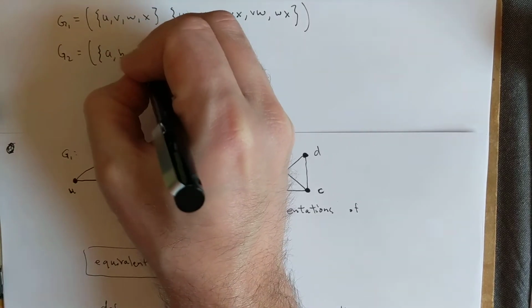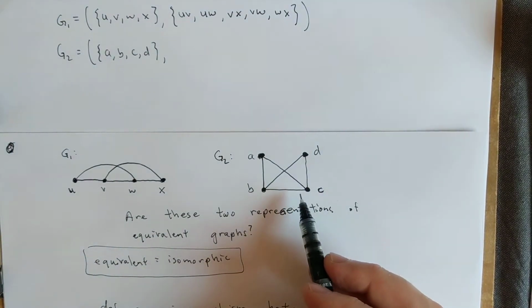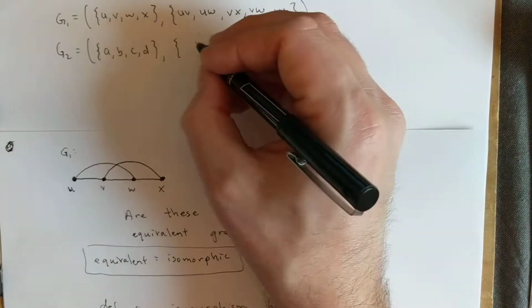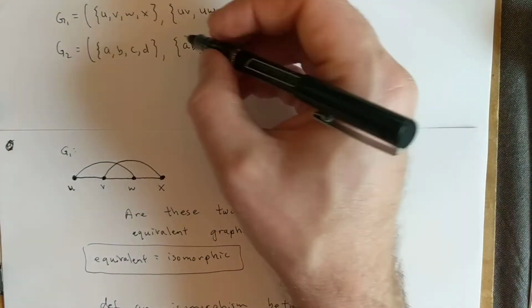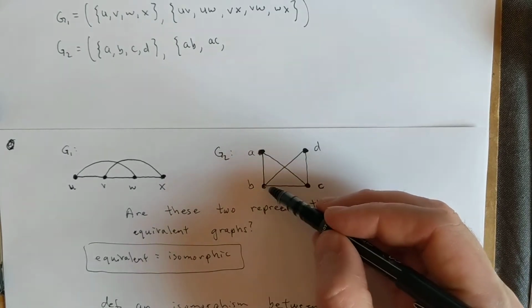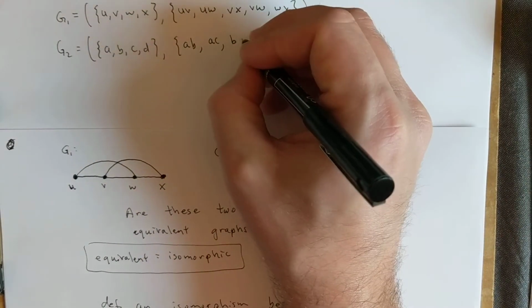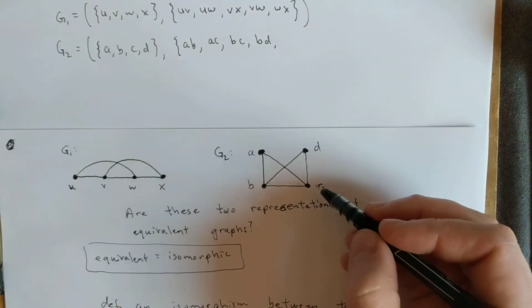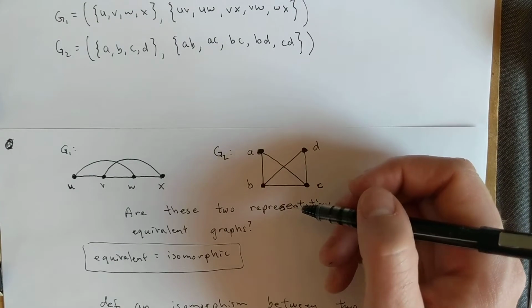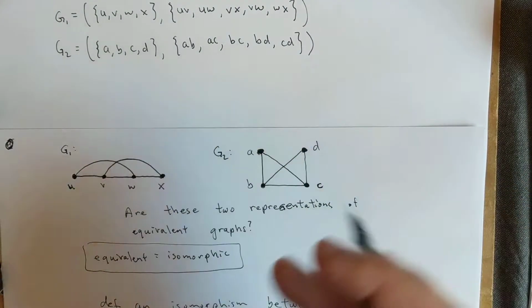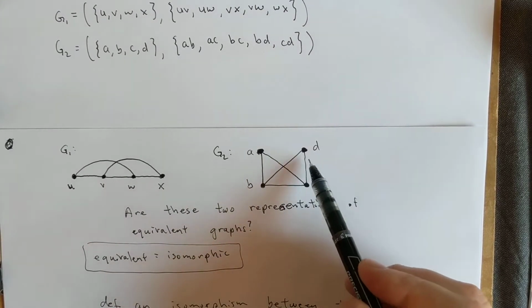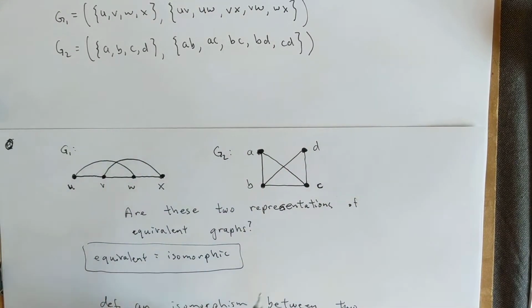So let's list its vertices A, B, C, D, and then record which edges are there. So we have AB and AC. It only has 2. Then we have, so we already have AB, so we have BC and BD. And then we have CD. And let's make sure that we have all the edges. So 1, 2 in the middle, and then 1, 2, 3 around the outside. So for a total of 5.